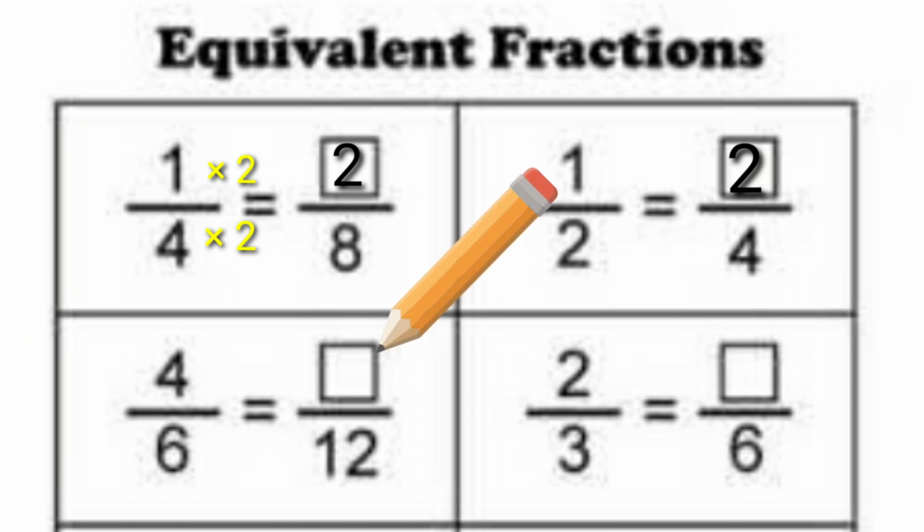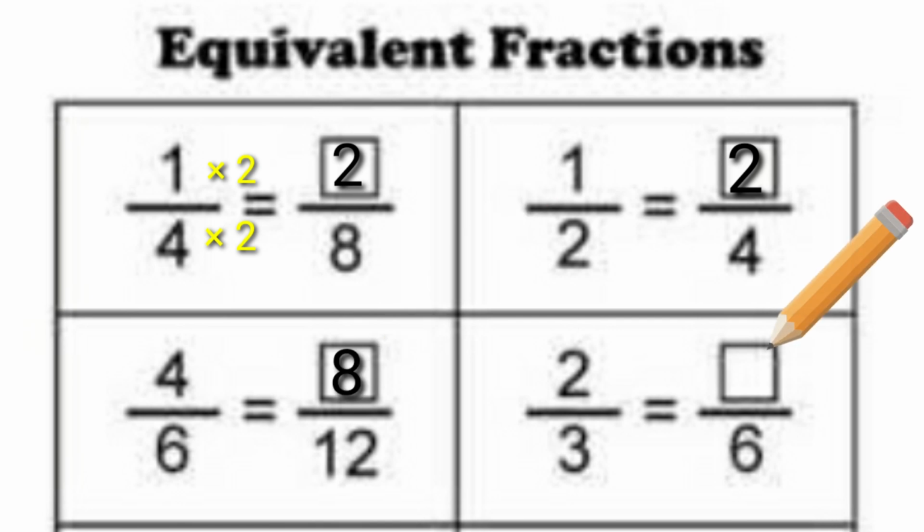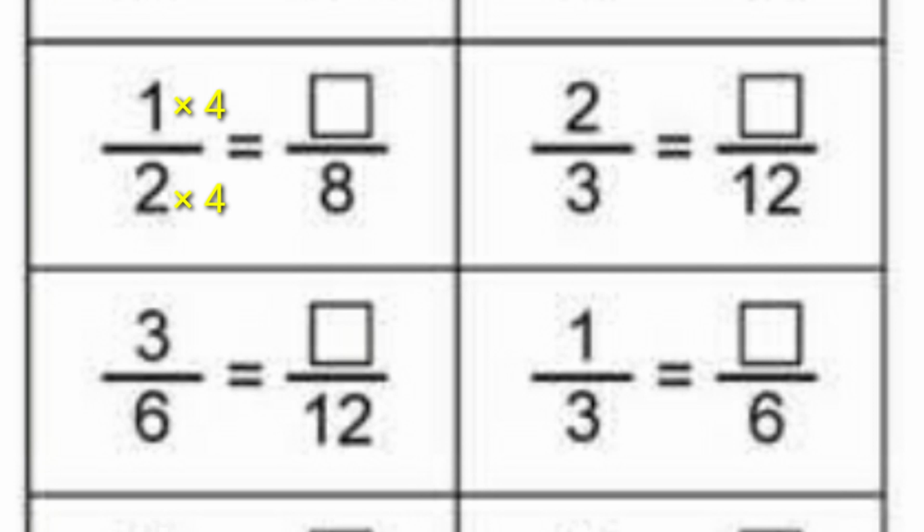6 times 2 equals 12. 4 times 2 equals 8. 3 times 2 equals 6. 2 times 2 equals 4. 2 times 4 equals 8. So 1 times 4 is equal to 4. 3 times 4 equals 12. 2 times 4 equals 8.